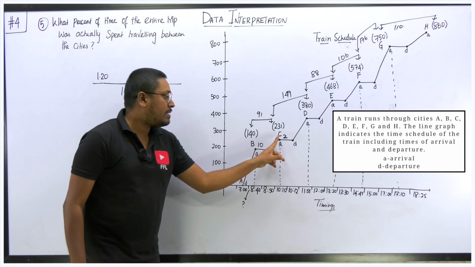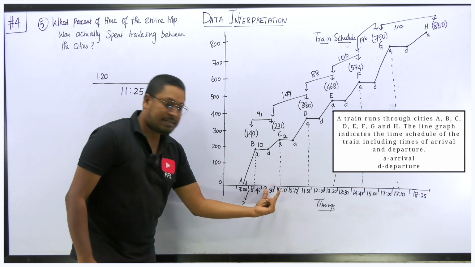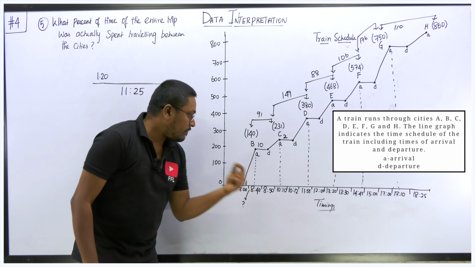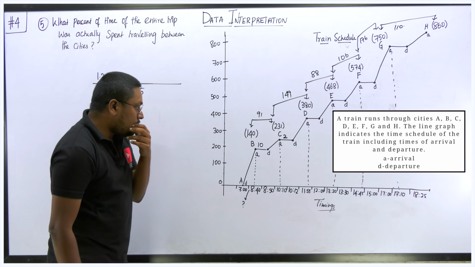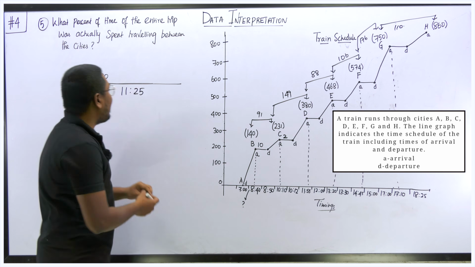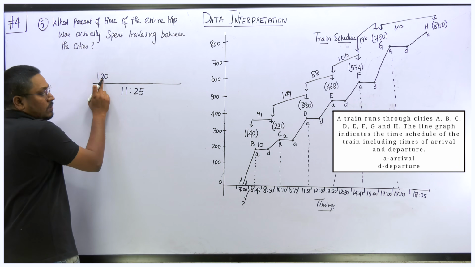From this point to reach city C, we have to find the distance, right? That is the timing difference. So 8:50, 10:10. So it will be around 1 hour 20 minutes. So 1 hour 20 minutes will be the time for the first two cities, B to C.